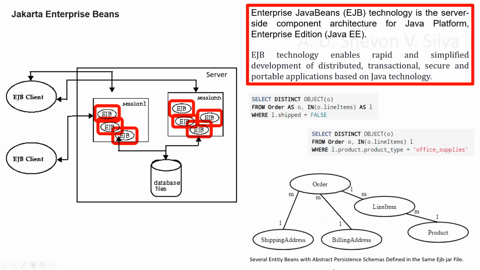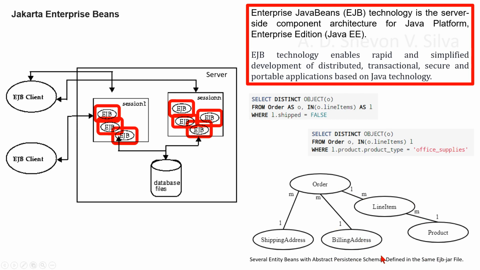This example assumes that the bean provider provides several entity beans: order EJB, product EJB, line item EJB, shipping address EJB, and billing address EJB. The abstract schema types for these entity beans are order, product, line item, shipping address, and billing address, respectively. These beans are logically in the same EJB-jar file as shown here.